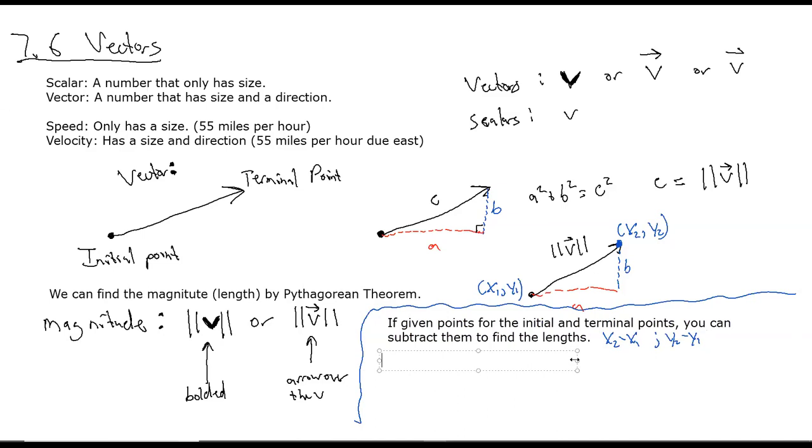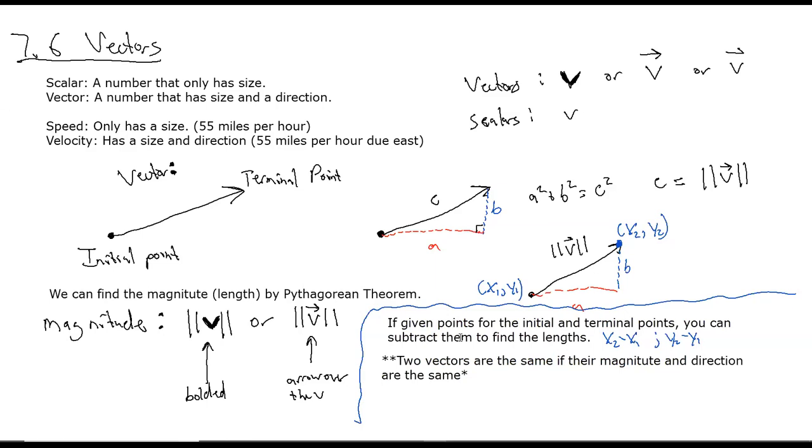And then one final little memo real quick. Asterisks, because this is important. Two vectors are the same if their magnitude and direction are the same. Two vectors are identical if their magnitude and direction are the same.